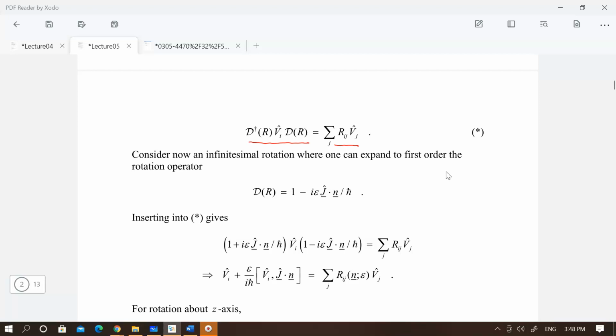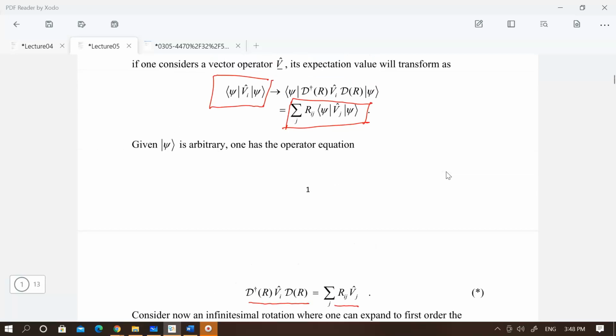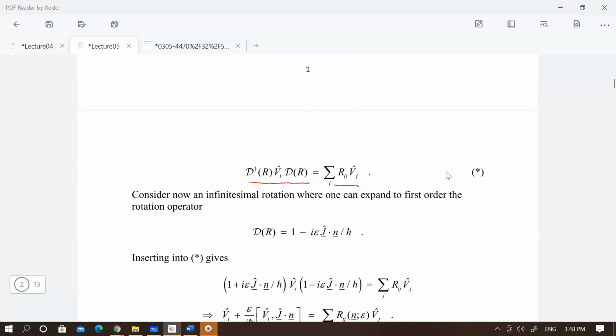Okay, so that is the quantum-classical correspondence, because what we did is essentially this thing. So this has to be equal to that. And if you just remove your psi over here, you get the behavior of the vector operator that you need. Okay, so any vector operator should behave accordingly.